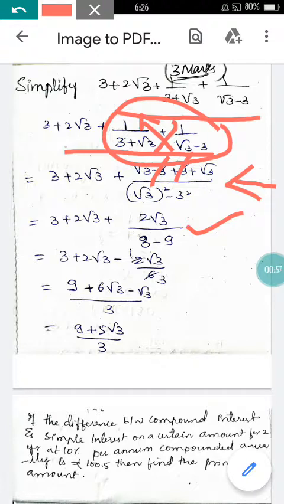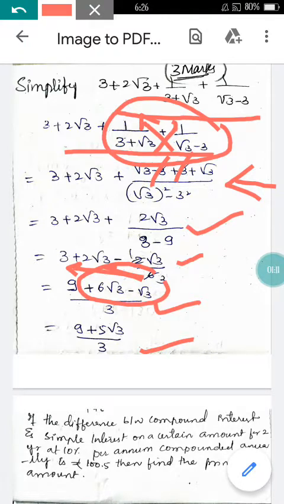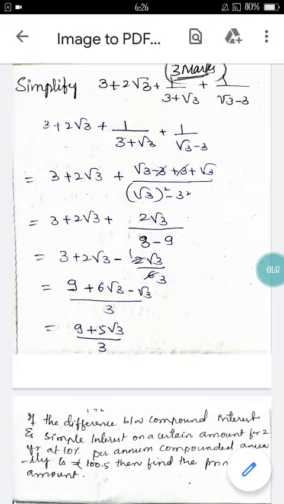Now after this, try to simplify it further. Then just take the LCM over here. If you are taking 3 as the LCM, 3 will come here and this side also. So this is the answer and you need to simplify it further. So you will get the final answer as 9 plus 5 root 3 upon root 3. Right? Now come to the next question.